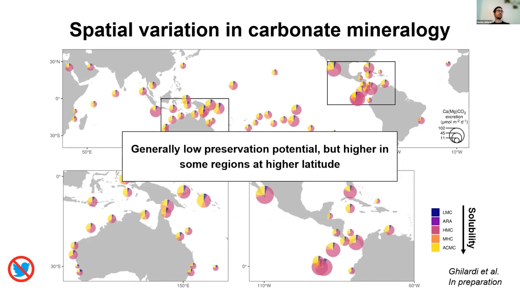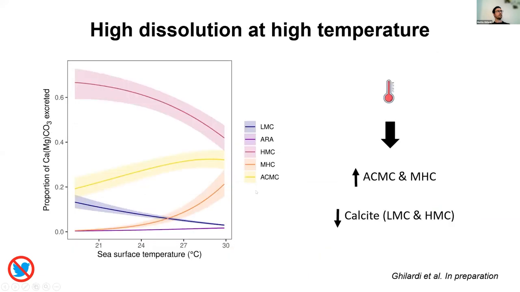This means that there is generally a low preservation potential, but high dissolution across reefs. Although in some regions, at higher latitude, for instance, in Western Australia, there is a higher proportion of low magnesium calcite in blue, which suggests a potentially slightly higher preservation potential. And we found that the strongest driver of these spatial patterns in carbonate mineralogy is actually sea surface temperature.